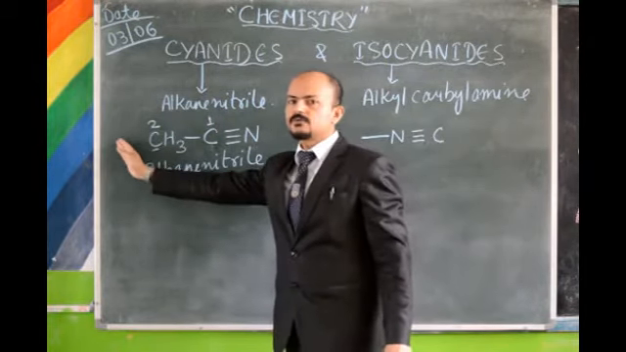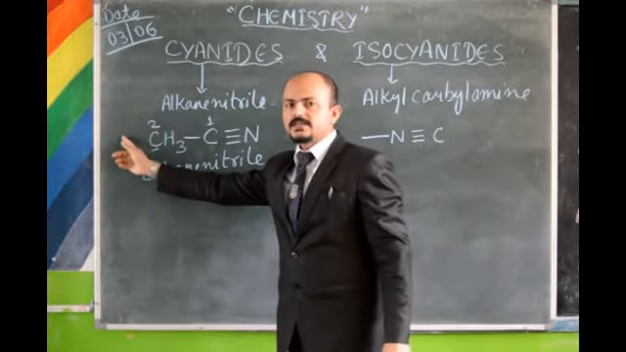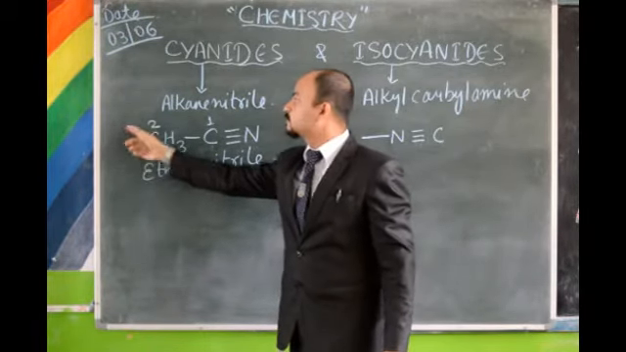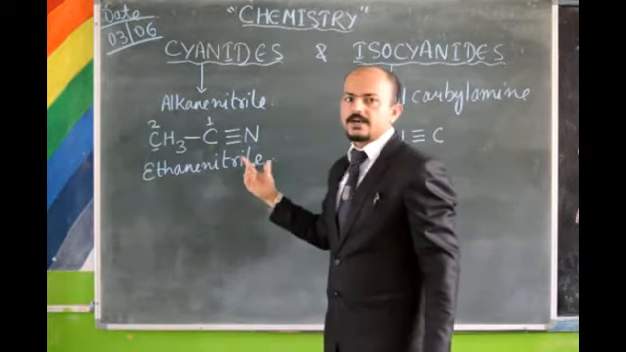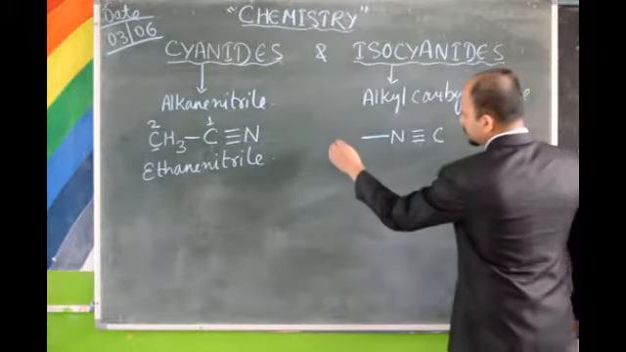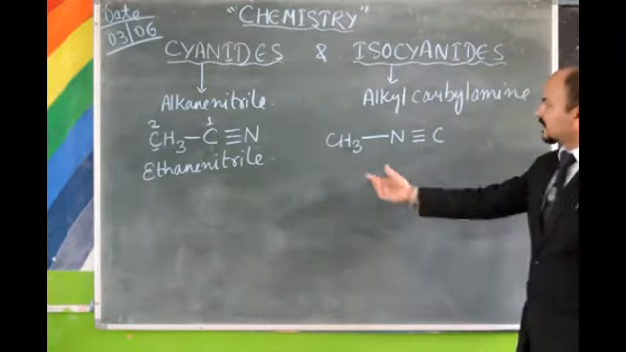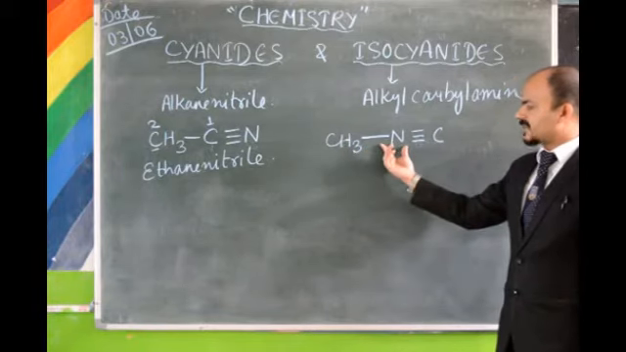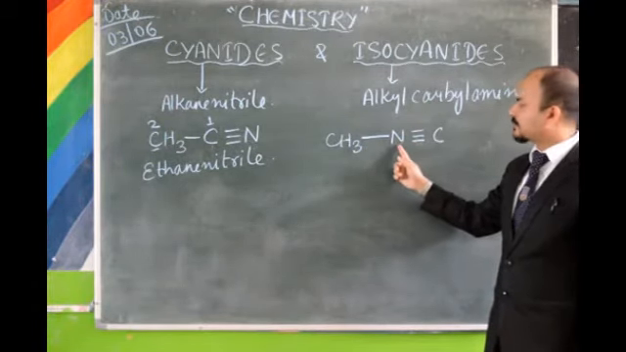Had it been one more carbon over here, it would be 1, 2, 3. Then 3 carbons corresponding to alkane is what? It is propane. So propane nitrile. Hope this is clear. Now, in this case, suppose a CH3 group is attached. Now, the first difference, as I told you, is that in isocyanide the bonding has to be from the nitrogen atom.